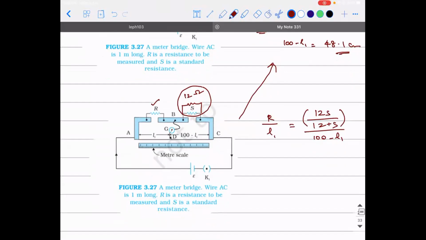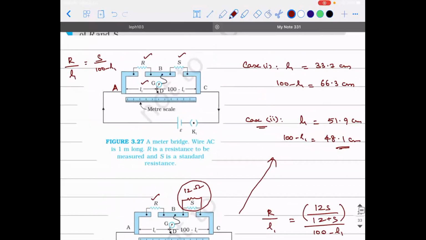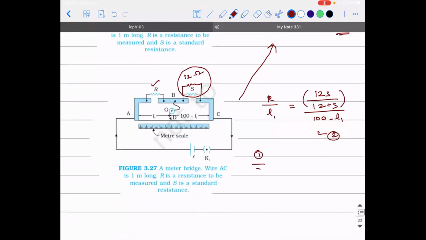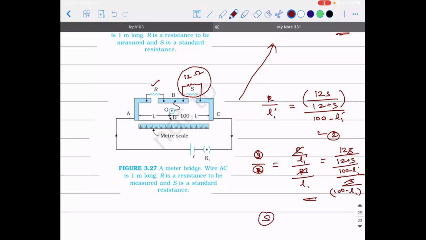If I take this as equation number 2 and the first as equation 1, then 2 divided by 1 is more apt. R divided by L1 dash, divided by R divided by L1, is equal to 12S divided by 12 plus S divided by 100 minus L1 dash, divided by S divided by 100 minus L1. R and R will get cancelled. S and S will get cancelled. One unknown, one equation. Solve for it. You will get the value of S. Once you get the value of S, substitute it back in equation number 1. You will get the value of R.